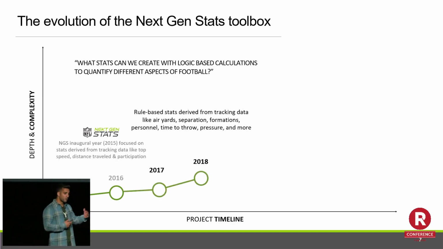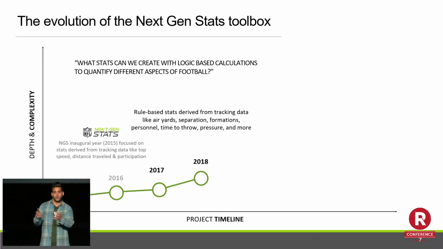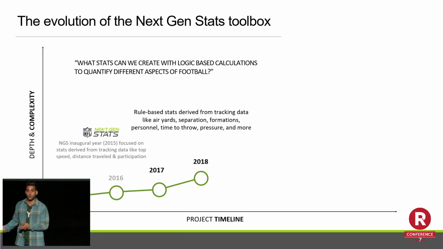But then we sort of had to get more advanced with our toolbox. We tried to look into what can we create if we take the raw tracking data, merge it with our traditional football stats, we call it GSIS, and can we then extract more meaningful logic-based stats? This would be air yards, which would be the distance a pass travels downfield, or separation, which would measure the receiver's distance to the nearest cornerback.